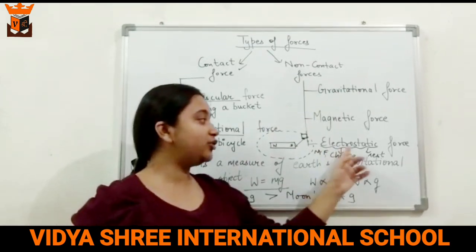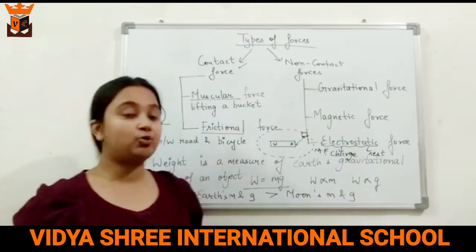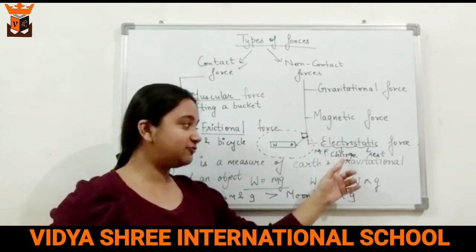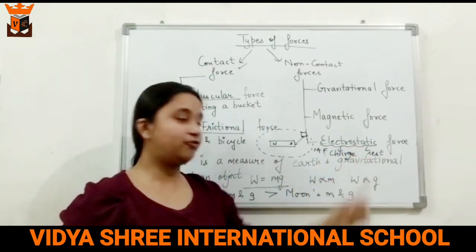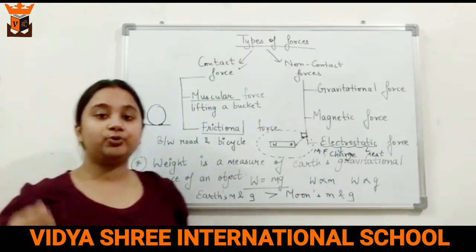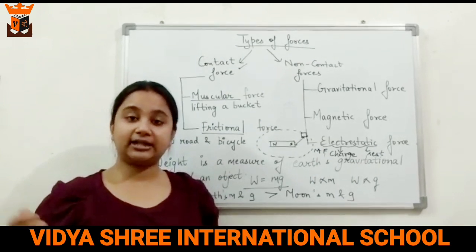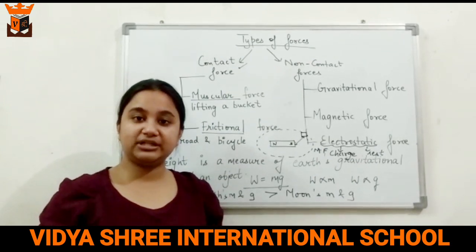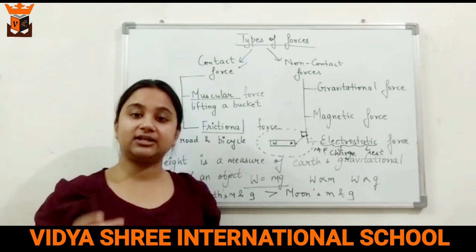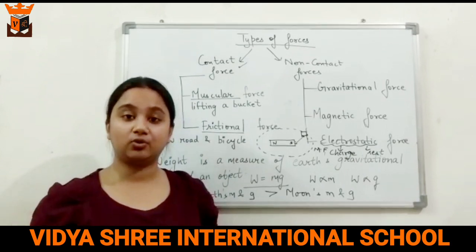Still, the magnet is attracting the object, which shows the non-contact force. Last is the electrostatic force. Electrostatic. Electro stands for charge and static stands for rest. Whenever you rub a comb in your hair and then bring it near pieces of paper, you will see that the pieces of paper are attracted to the comb.